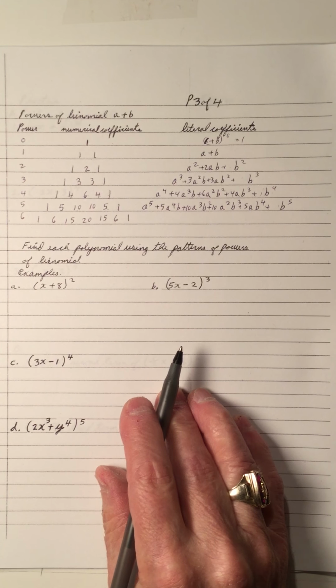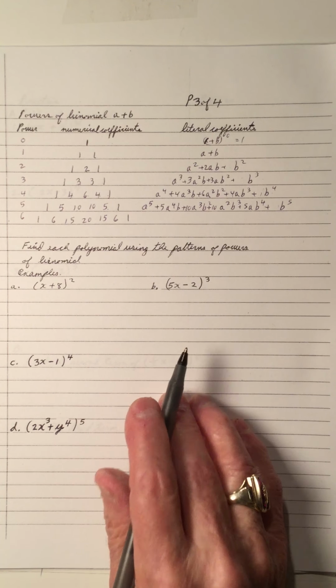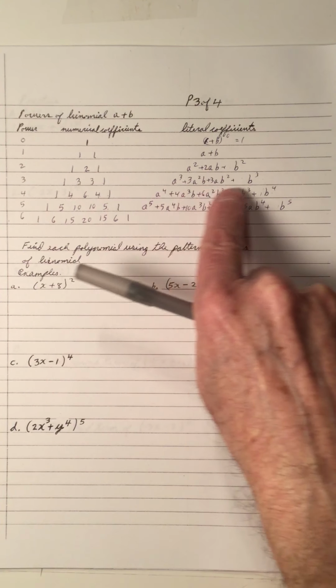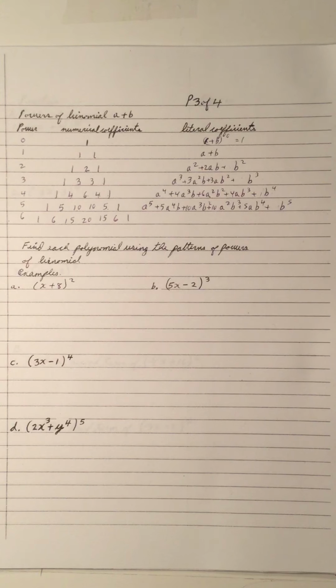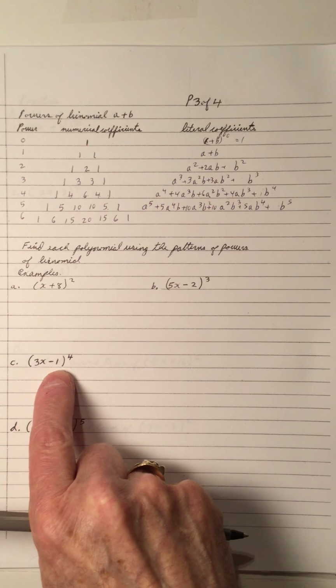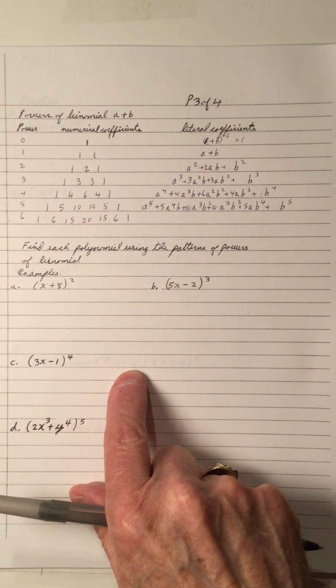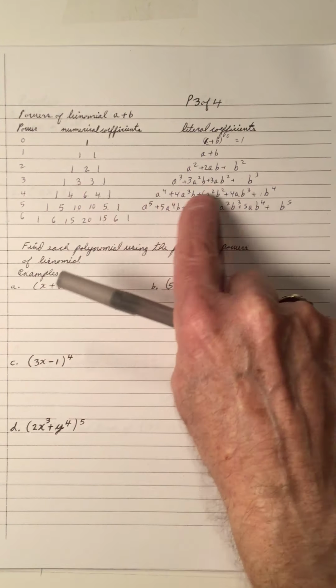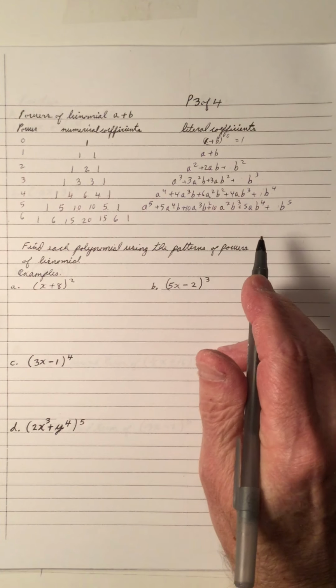Okay, you say, well, what are you doing all this for? Well, sometimes somebody could ask you to work out the fourth power of this, but if you didn't memorize this, we'd be in trouble. Imagine sitting down and writing 3x minus 1 times 3x minus 1 times 3x minus 1, and doing that 4 times. But this way helps you to conquer that.